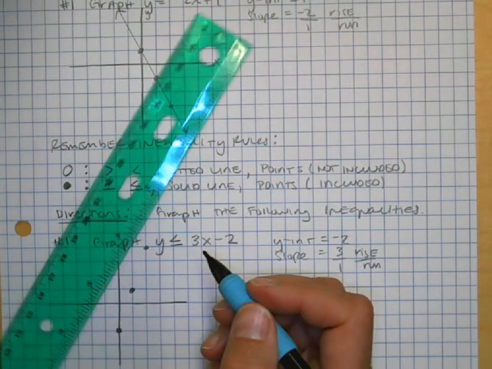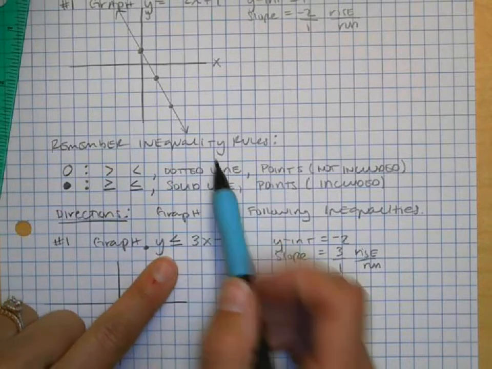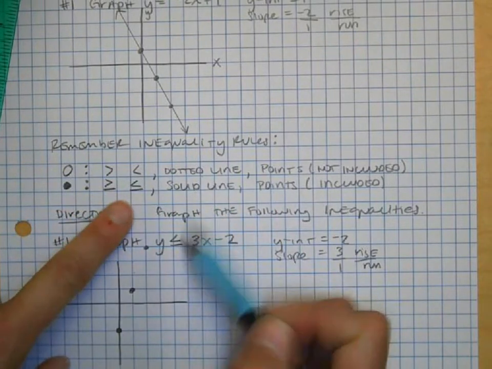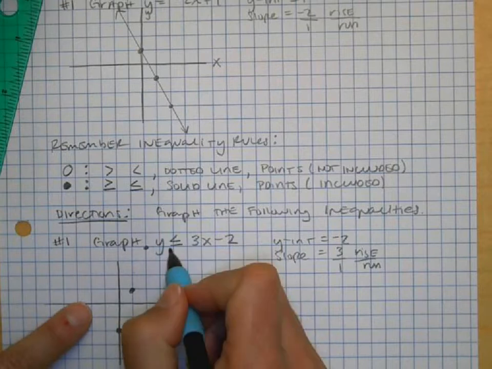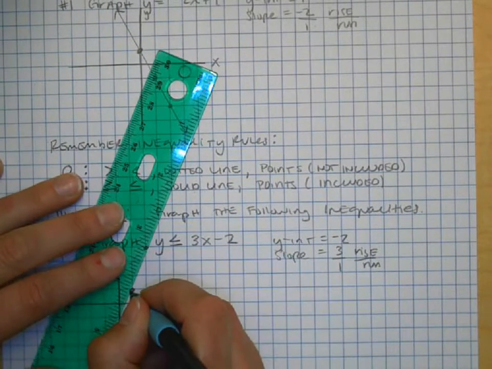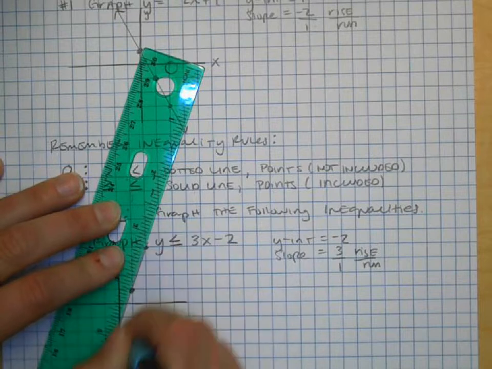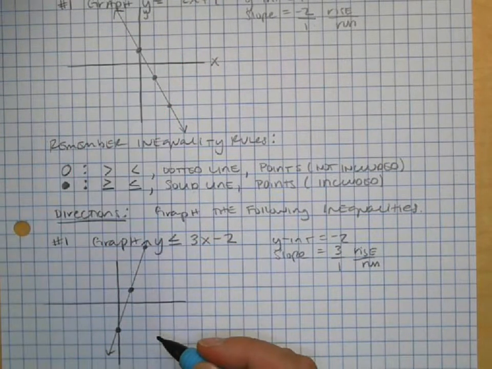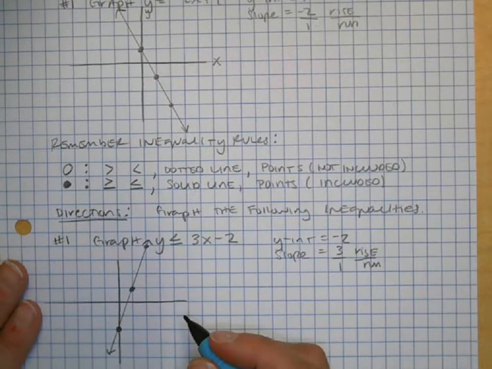I'm going to connect those dots, but be careful. This time we actually care if it's dotted or solid. Since we have a less than or equal to sign, that means that we have a solid line. I think of this as, since I have a line here, I'm going to have a solid line here. But the only thing that's different about graphing inequalities is that we now have to shade. So you need to shade what's true.